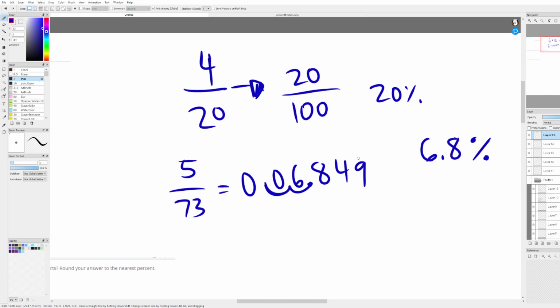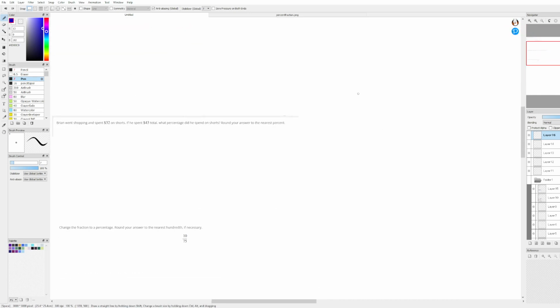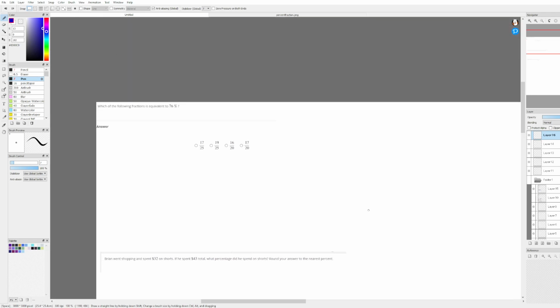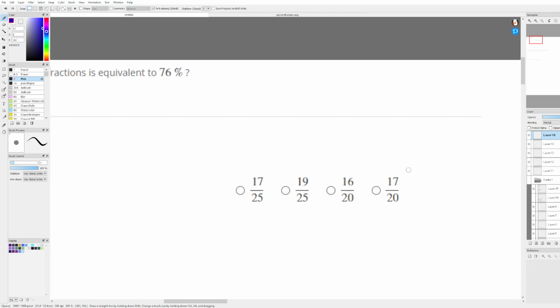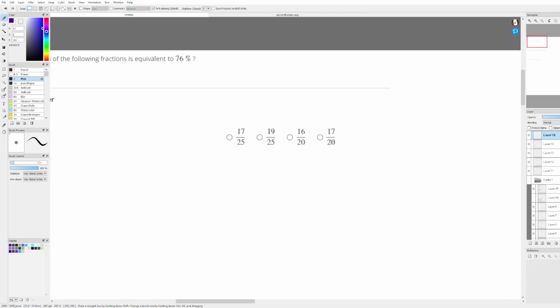And then, let's see. I only have 3 examples this time because I feel like the rest are fairly simple. But this one is basically asking us the same thing. What is equivalent to 76%? Which of the following fractions?